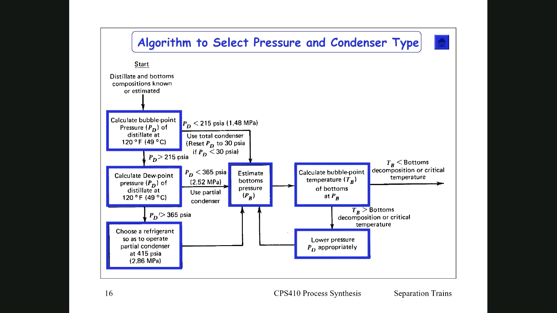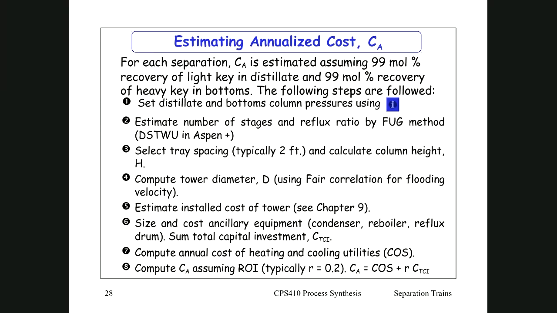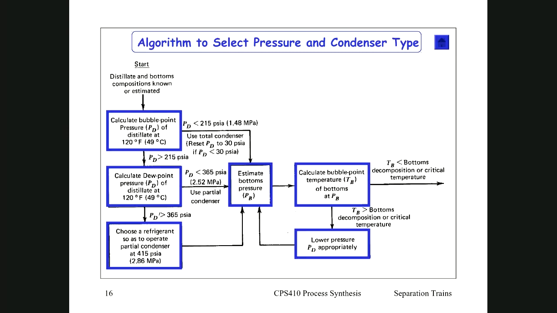I'm just going to go back to the slide we were at. Yes, Louis. It says there's something about reset pressure distillate to 30 psi if it's less than 30 psi. 30 psi is like 2 atmospheres. Is there a specific reason for that? Yeah, I've seen that before.